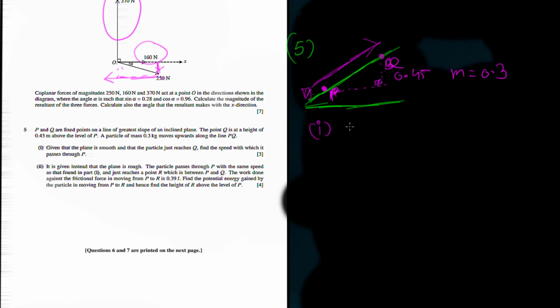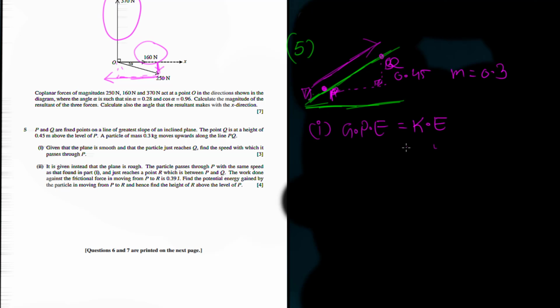Whenever the surface is smooth, you have to keep one equation in mind. Whenever the surface is smooth, the gravitational potential energy is always equal to kinetic energy. Why? Because there is a 100% conversion of energy. There is no energy being lost because the surface is assumed to be smooth.